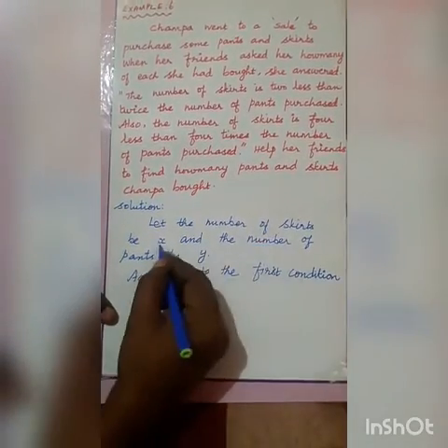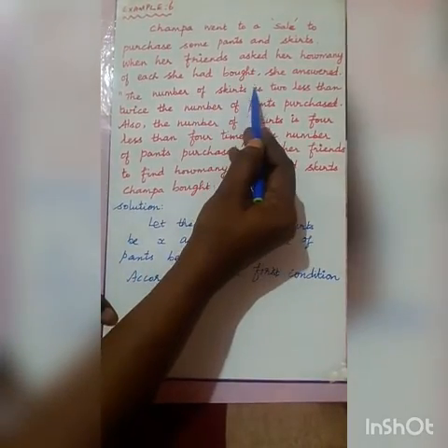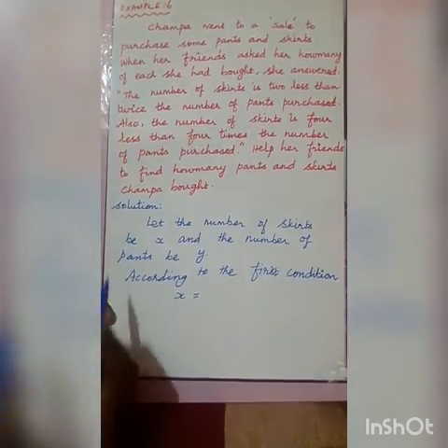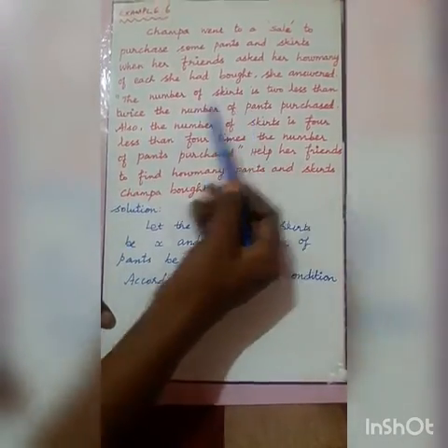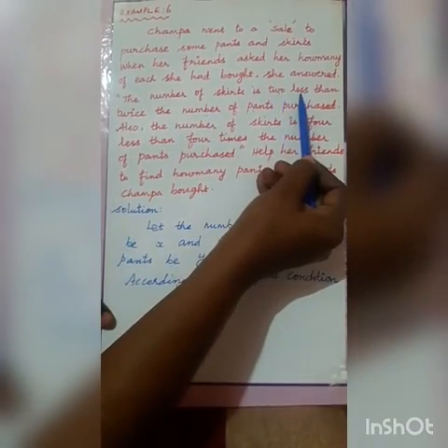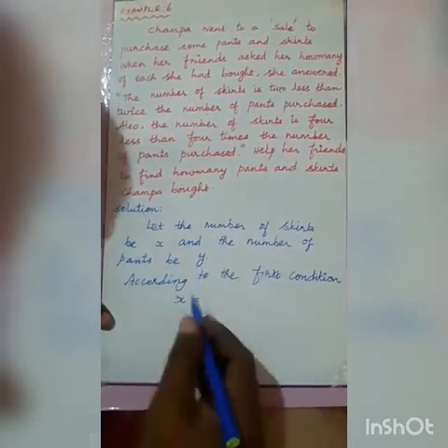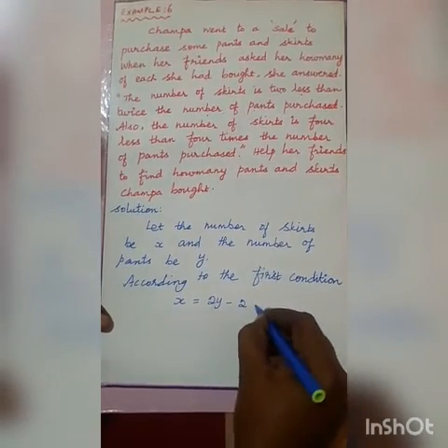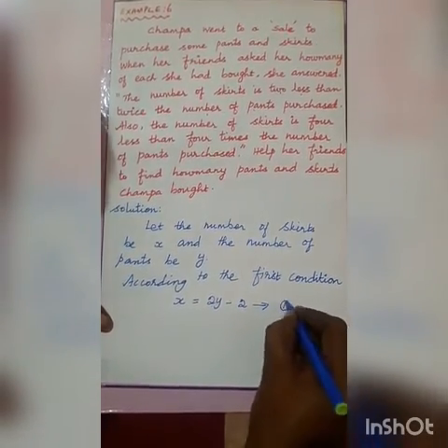number of skirts is x. Number of skirts is means you have to put an equal to sign. Therefore, x is equal to twice the number of pants. Twice the number of pants means 2y, less than 2, so you have to put the minus sign and then 2. Therefore, x is equal to 2y minus 2. This is considered as the first equation.